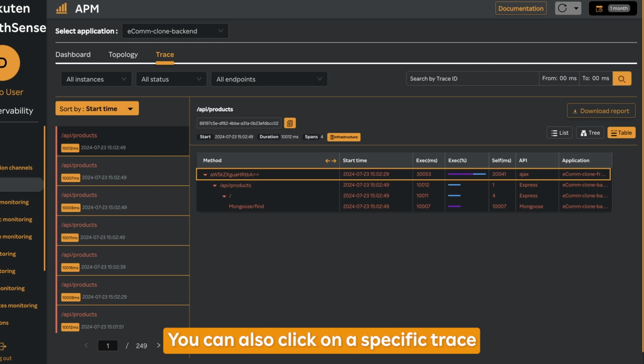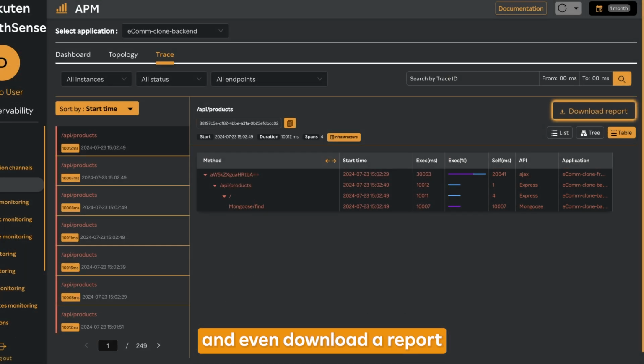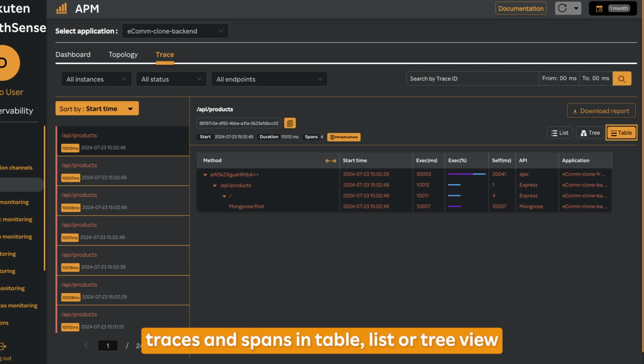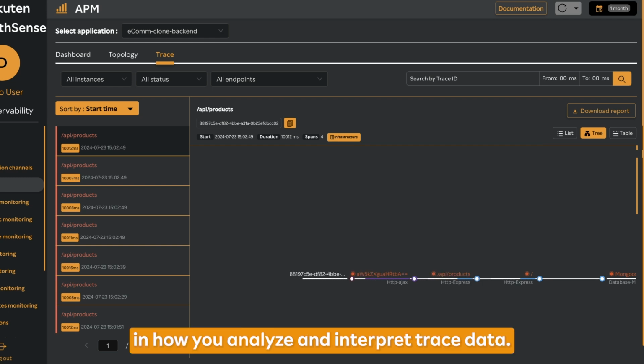You can also click on a specific trace to find out the reason for any issues, and even download a report for further analysis. You can view traces and spans in table, list, or tree view as per your convenience, providing flexibility in how you analyze and interpret trace data.